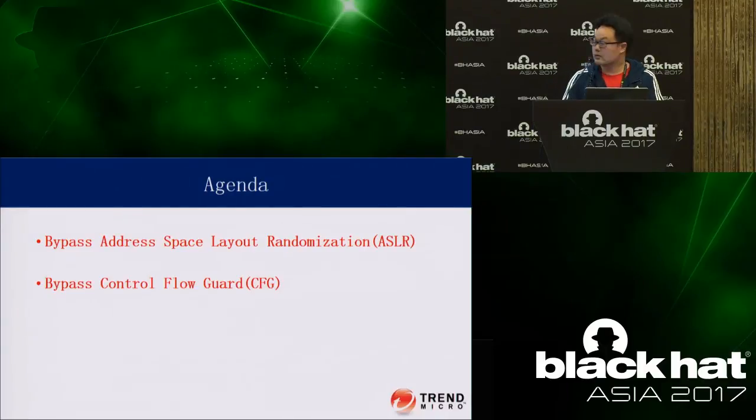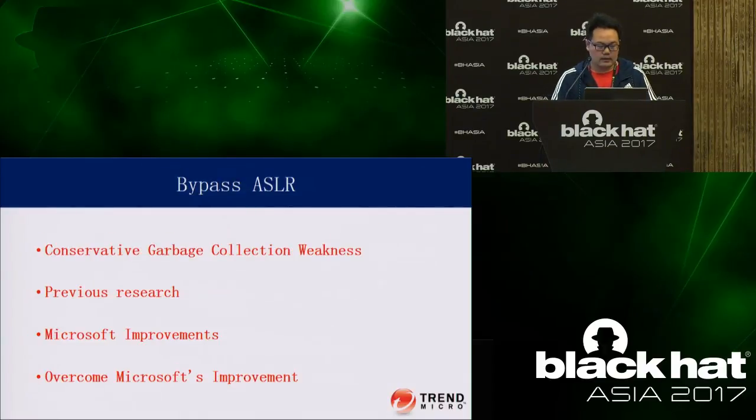Okay, this is the agenda for my topic. The first one, I will introduce how to use the conservative garbage collector to bypass address space layout randomization. Then I will introduce how to bypass Control Flow Guard.